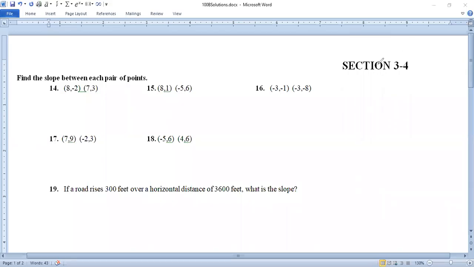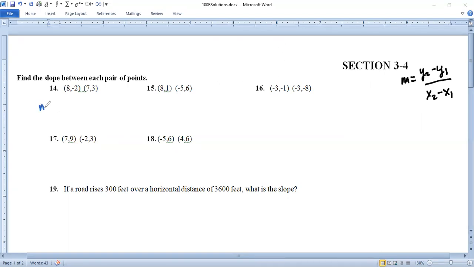Here we are in section 3-4 with the solutions to numbers 14 through 19. As we recall, the formula for slope was m equals y2 minus y1 over x2 minus x1, and that also included y1 minus y2 over x1 minus x2. It doesn't matter the direction you subtract them as long as you go the same way on both. So let's go ahead and do these.